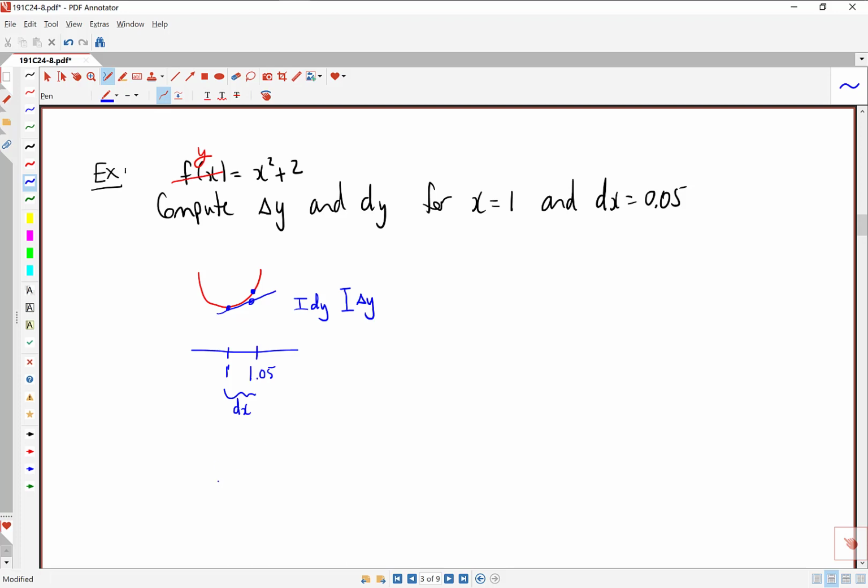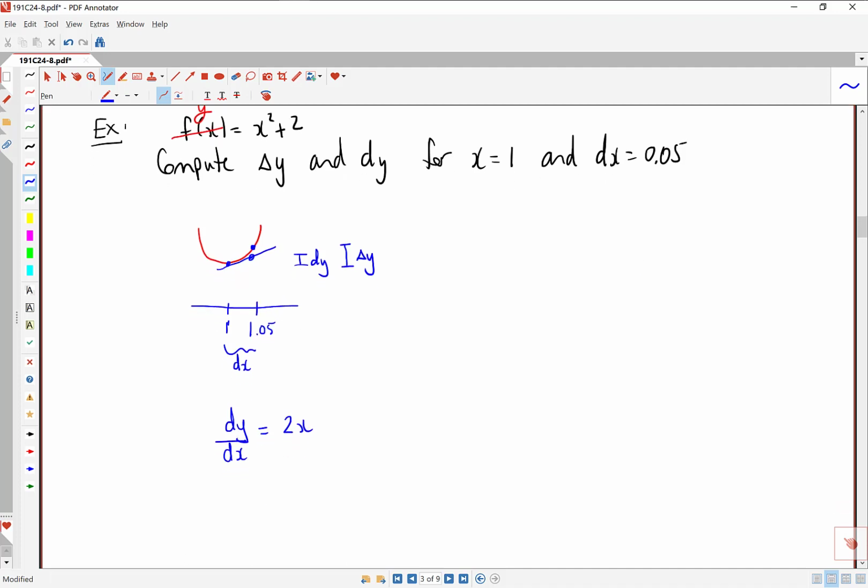Okay, so let's calculate both those things. dy is the easier one to calculate. To get dy, you just go, well, dy by dx in the usual way would be 2x. And then you can rearrange that and you can say that means dy equals 2x dx. And we know our x value is 1. We know our dx value is 0.05. So if we plug all that in, we get 0.1. And that gives us the rise of the tangent line over that interval.